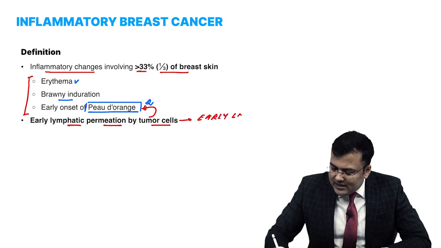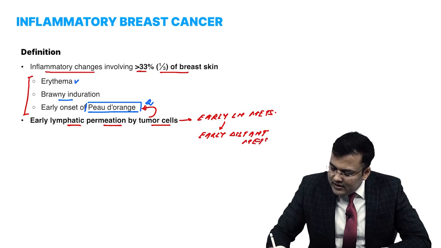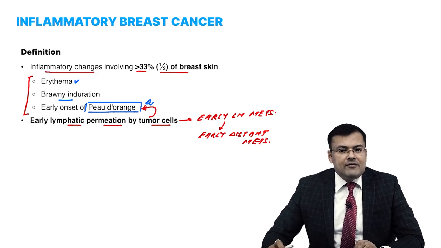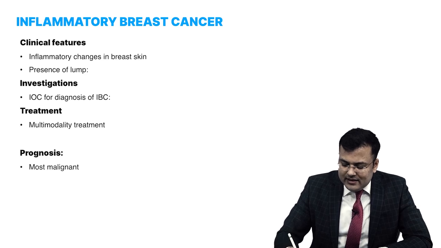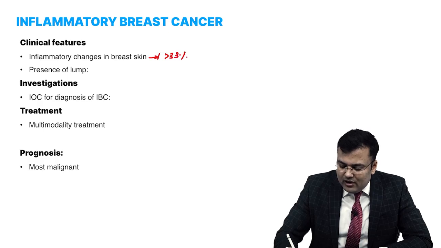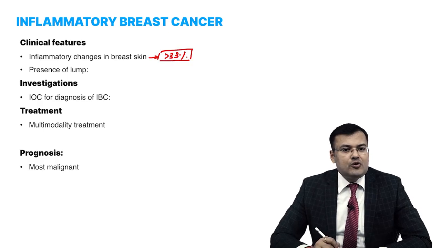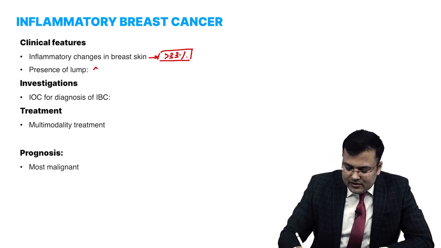Early lymph node metastasis leads to early distant metastasis. So early lymph node metastasis, there is early distant metastasis. Clear? So there will be inflammatory changes in the breast skin. How much? We discussed that more than 1/3 of breast skin, or more than 33% of breast skin, should be involved. Presence of lump is not mandatory.